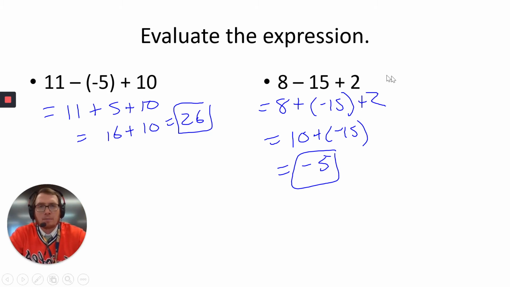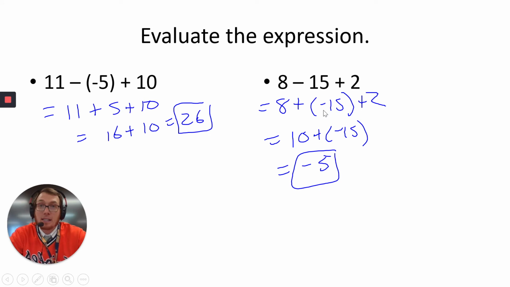Obviously, you could write more horizontal if you want versus vertical, but you need to start showing your work in that manner. In the second one, what you'll notice is I changed this minus 15 to plus negative 15. And the reason that I do that is because then I can add things in whatever order I choose. So I choose, kind of like banking questions, to add the positives up together and add the negatives up together, then do one subtraction. Obviously, you can go left to right, so 8 plus negative 15.